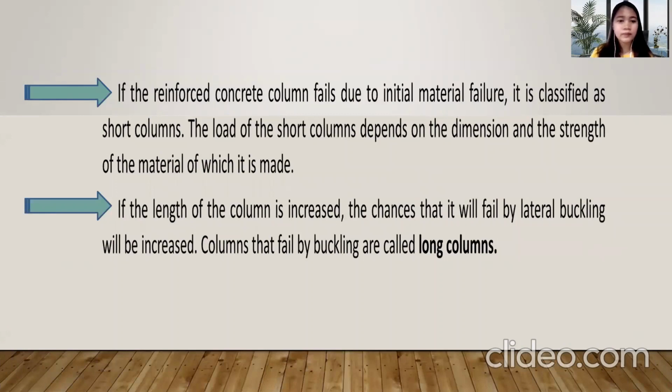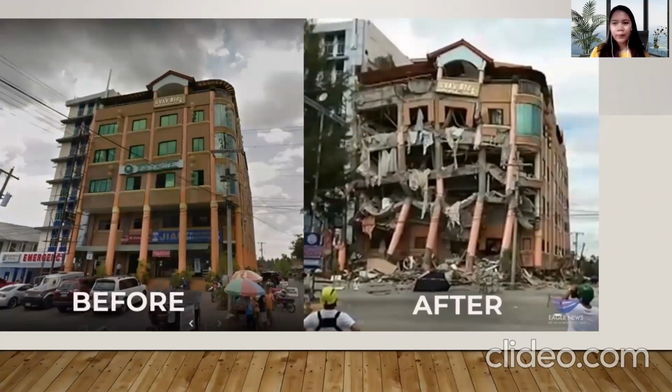If the reinforced concrete column fails due to initial material failure, classified siyang short column. Yung load ng short columns ay nakadepende sa dimension and sa strength ng material kung saan siya gawa. If the length of the column is increased, the chances that it will fail by lateral buckling will be increased. Columns that fail by buckling are called long columns. Ayan yung example.